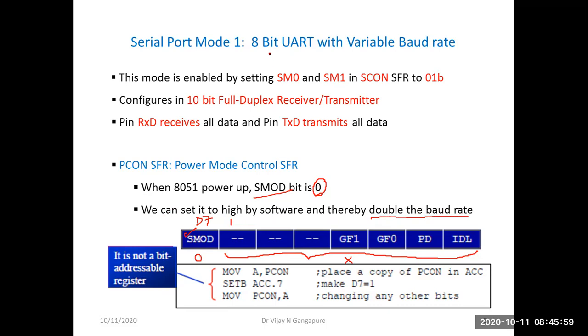In mode 1 we can set a particular baud rate. For example, suppose we have set a 2400 bps baud rate and we haven't changed this bit, so it remains 0. The baud rate we are getting is 2400, and it depends on what value we have loaded in TH1. TH1 is the higher order register of timer 1, which we load with a particular value to set the baud rate. In that case SMOD is 0, and if I now make it 1, the baud rate, previously 2400, will get doubled and become 4800 bits per second. Simply by setting this bit we can double the baud rate.